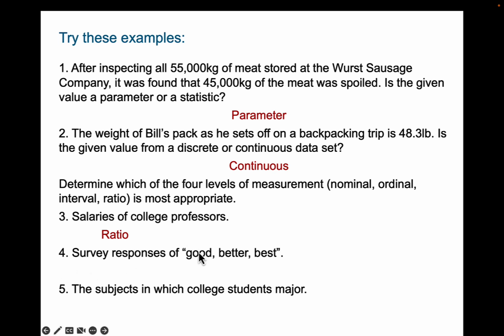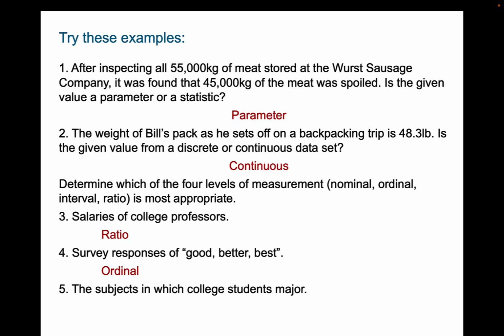Survey responses of good, better, best. Do you guys think that's nominal, ordinal, interval, or ratio level data? Turn back to your slides on those terms if you need to. If you said ordinal level data, you got it right. Ordinal is when we can put those data values in some type of order. For example, good, better, best.